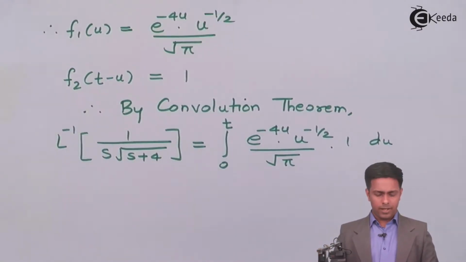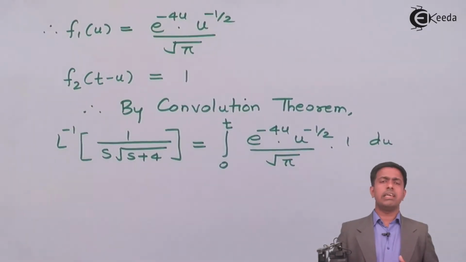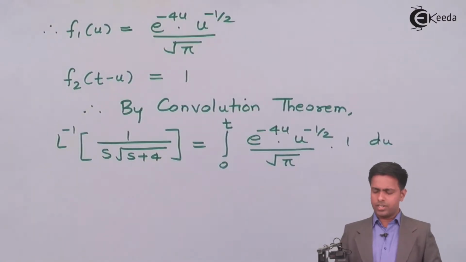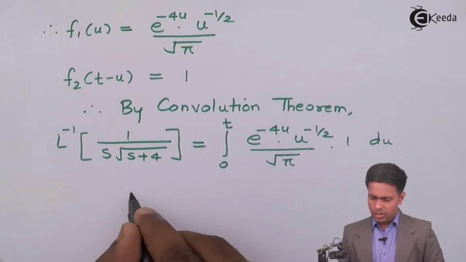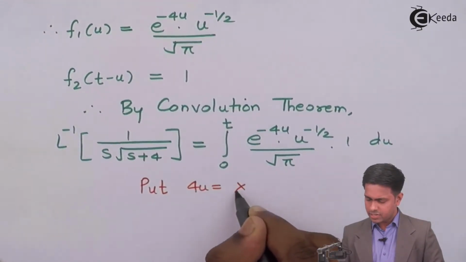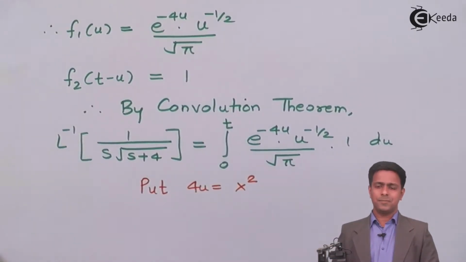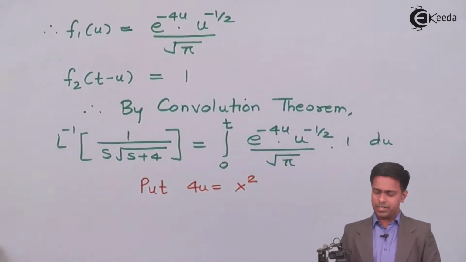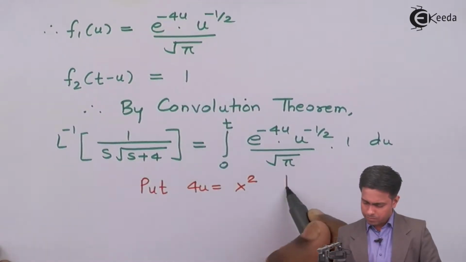So guys, here I'm going to use the integration by substitution method. So what I'll do here is I'll substitute this 4u as x square. So here I'll say put 4u as x square. Now by doing that, we will get the limits for x.